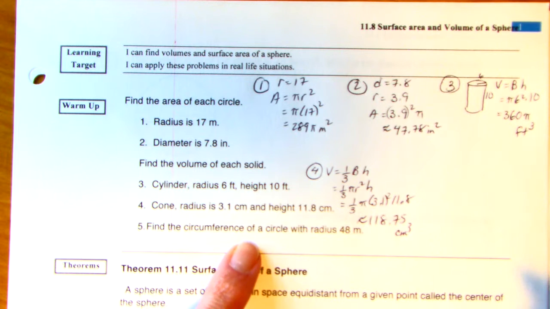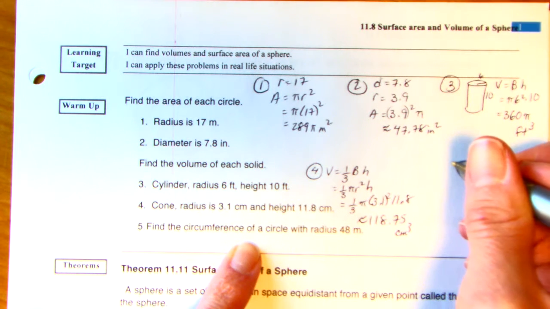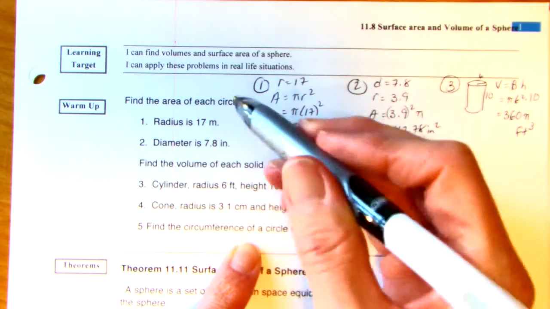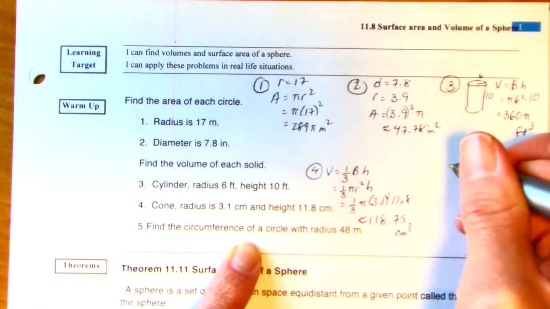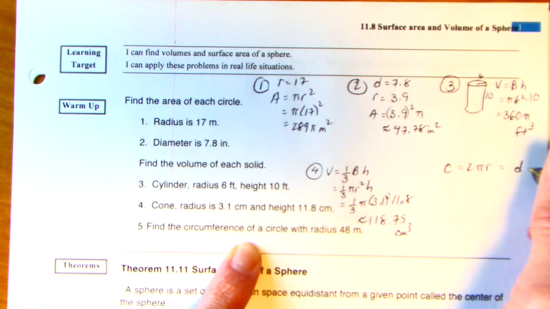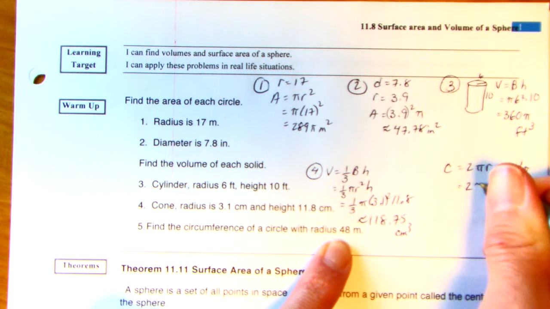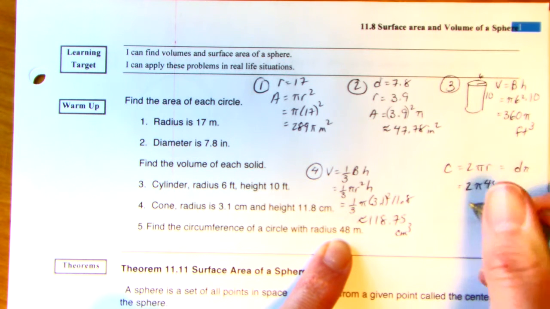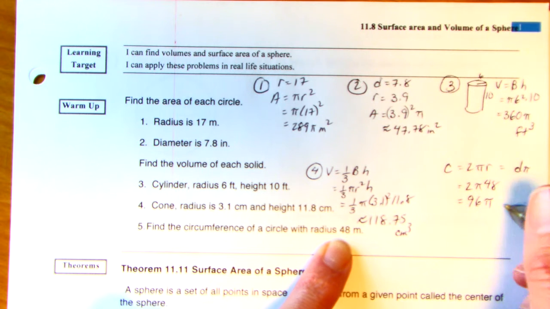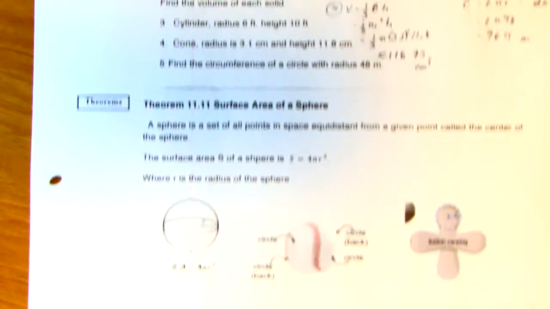Okay, last but not least, find the circumference of a circle. Oh yeah, this says area of each, but now this one says find the circumference. Okay, so C is equal to 2 pi r, which is the same as diameter times pi. And the radius is 48. So 2 pi times 48. Well, 2 times 48 is 96. You can leave it just like that. And that would be just in meters. So far, so good?